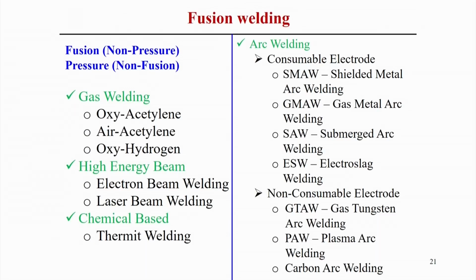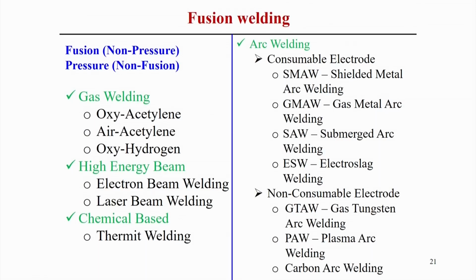Third is the chemical based process, thermite welding. In that case some oxides are used, and during the reaction it generates heat, and that heat fuses the material. That is a chemical based welding process, and one example is the thermite welding process. And apart from this, the other typical usable welding process is arc welding.